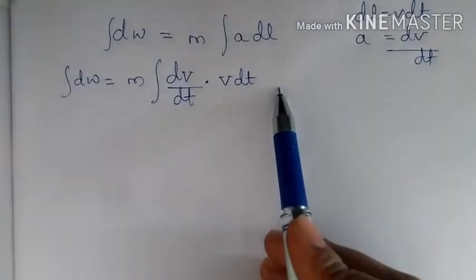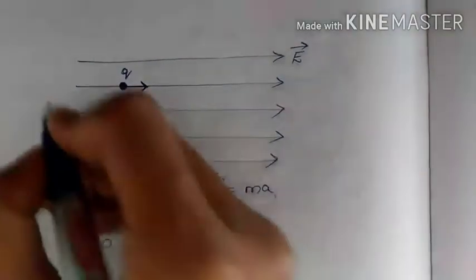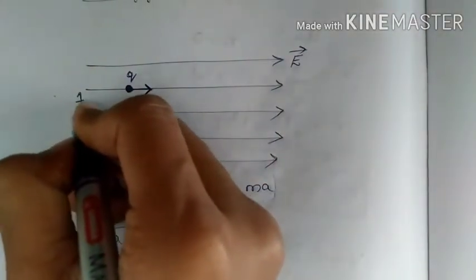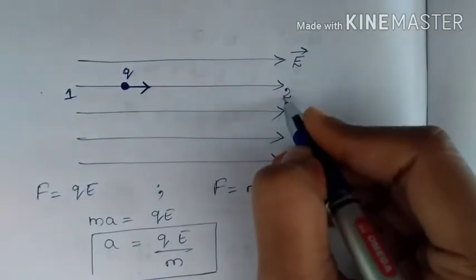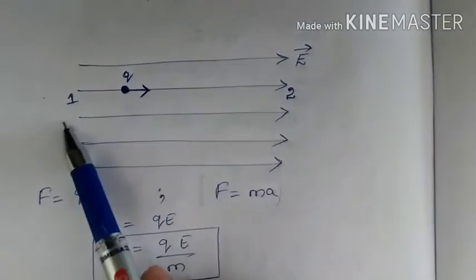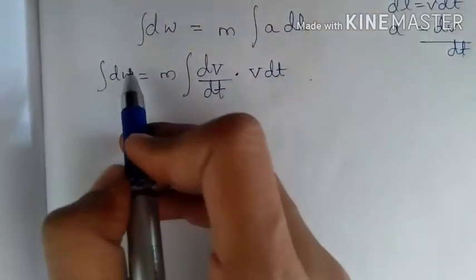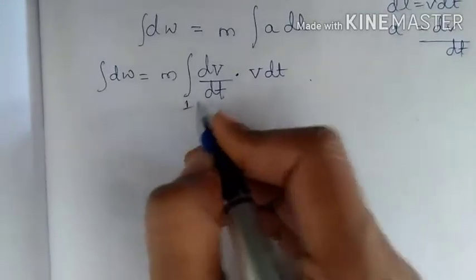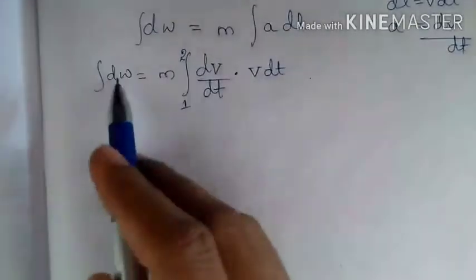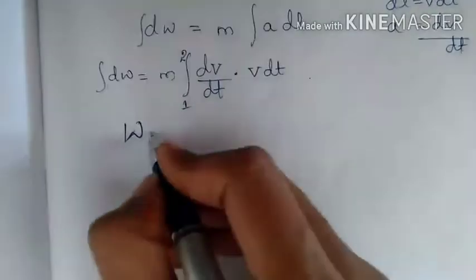So now let us integrate this part from point 1 to point 2. Let's suppose the charged particle has started from point 1 and ended at point 2. So here you have the initial and final positions. Now let us integrate from 1 to 2. Integration of dw from 1 to 2 will give what? Work done W.